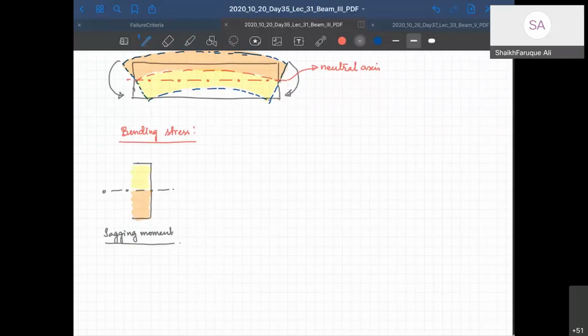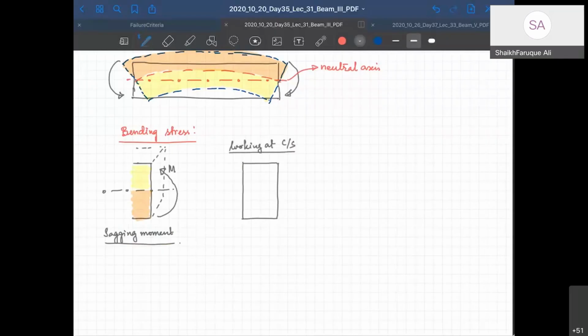And there is this moment M acting. Now, if I draw its cross section, when I say cross section, I mean cross section like this. Okay, looking at the cross section, the cross section is going to look like this.